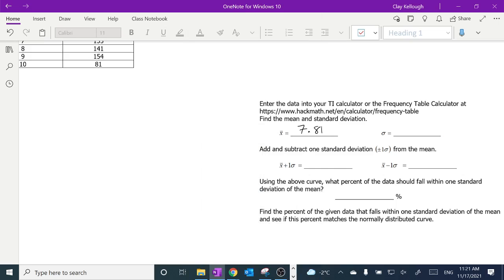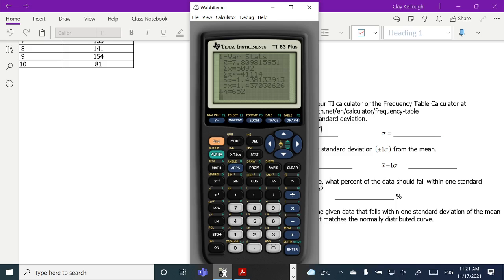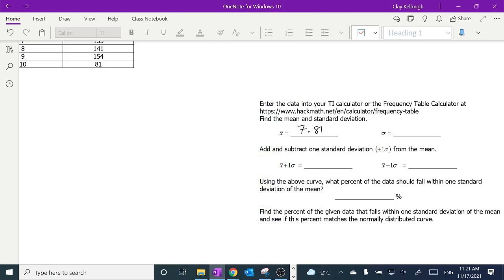And my standard deviation, come back calculator. We're going to assume this is a population, not a sample. We asked all of the students, so we want sigma, which is 1.44 if I round it. So 1.44. Okay? So there we go.